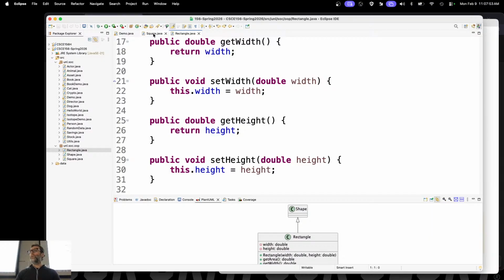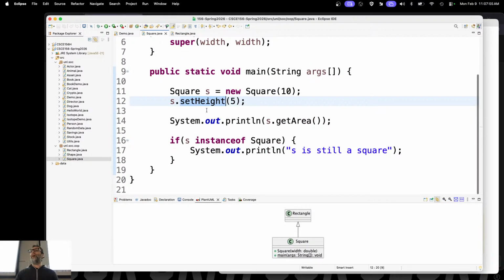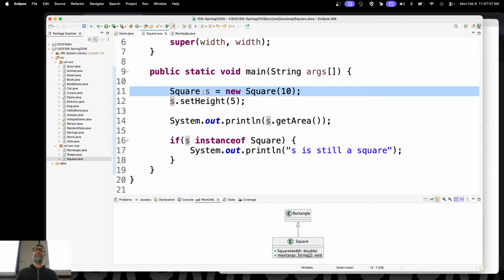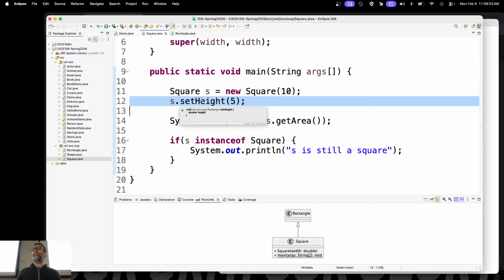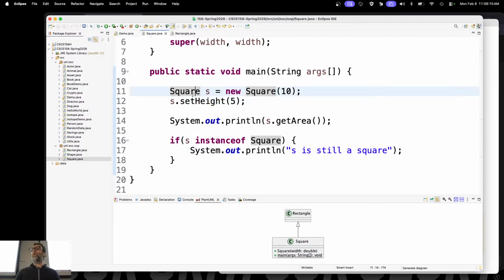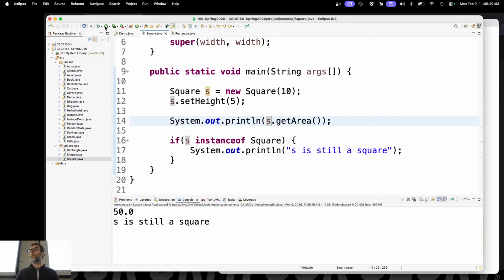So what's the problem with that? What is the width of the square before we get down to line 12? 10. What is its height? 10. And then I set its height to 5. Is it a square anymore? 5 by 10? No. But what is its type? It's still a square. It can't change its type, right? So when I output this, I'm going to get an area of what, 50? 5 by 10. Run it, yep, but it's still a square.